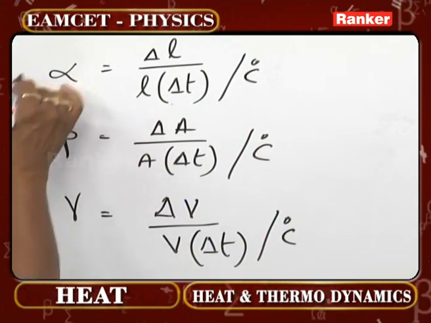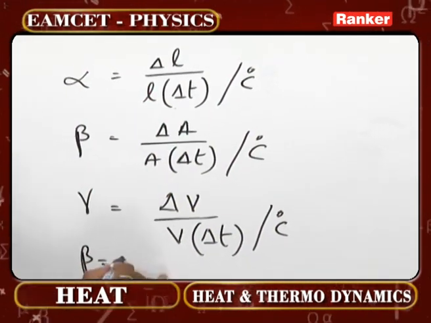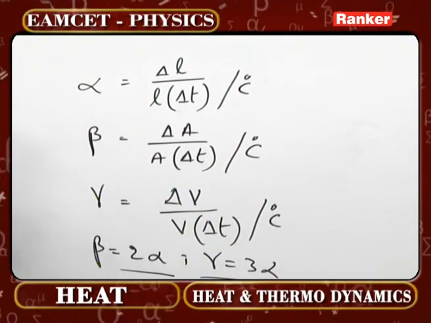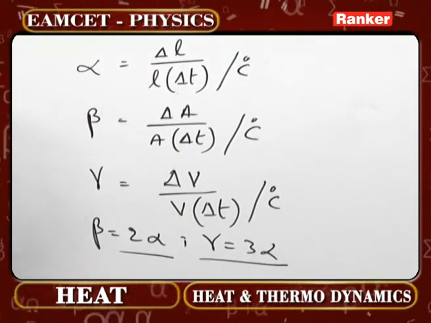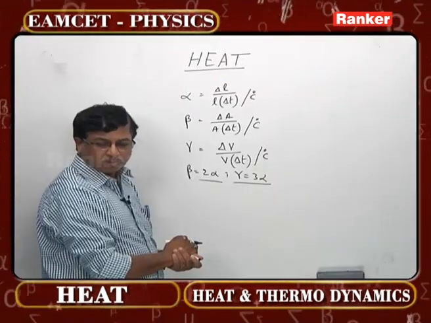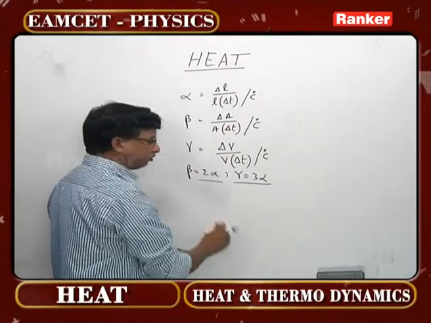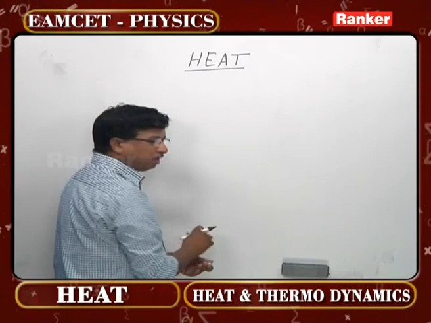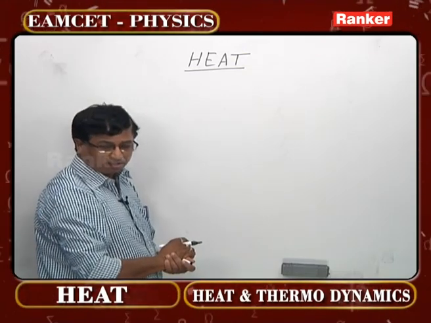We know very well that beta is taken as 2 alpha and gamma is taken as 3 alpha. These are the basic things. Alpha is to beta is to gamma is equal to 1 is to 2 is to 3. That is the formula one should remember before entering into the applications. One more thing, I want to mention the applications of expansion of solids.